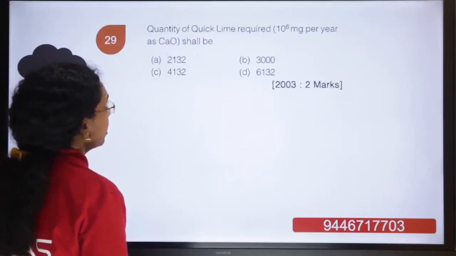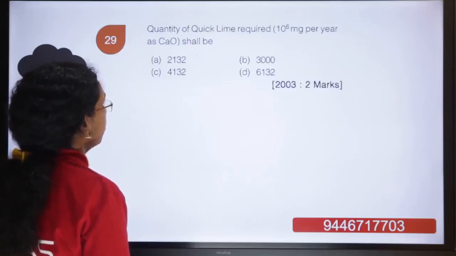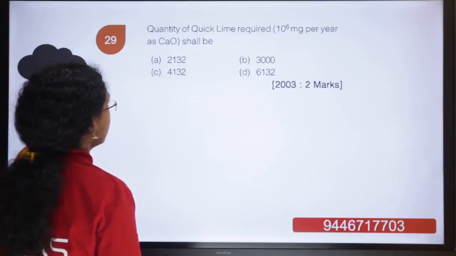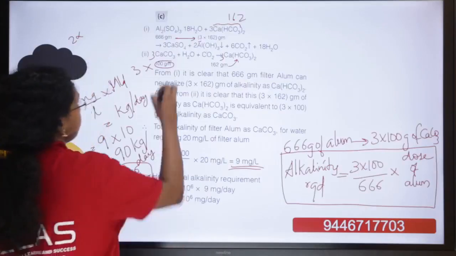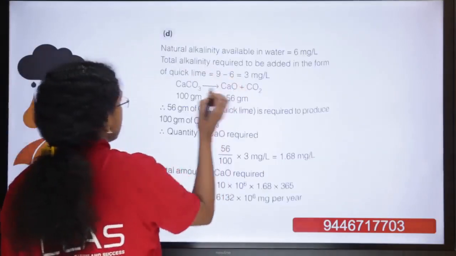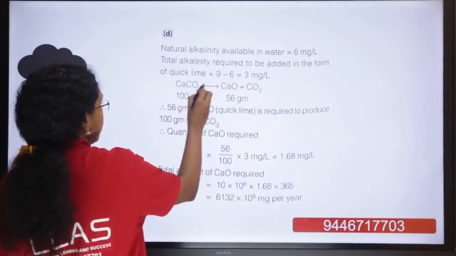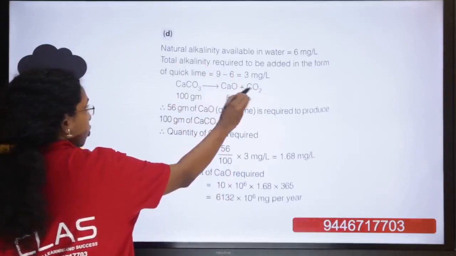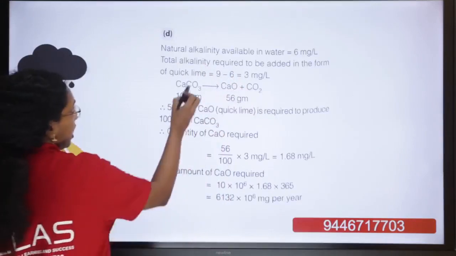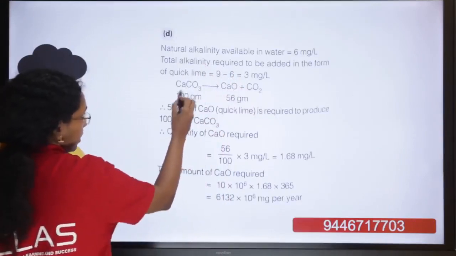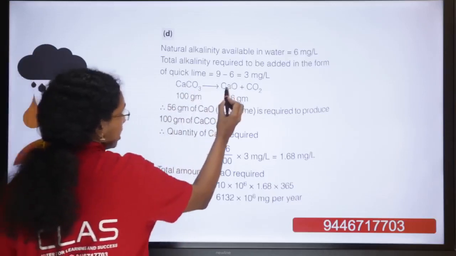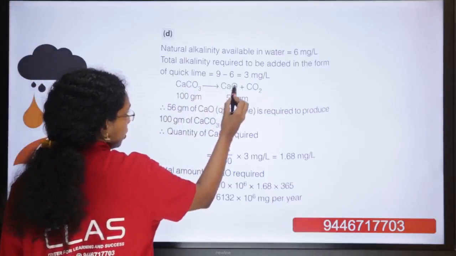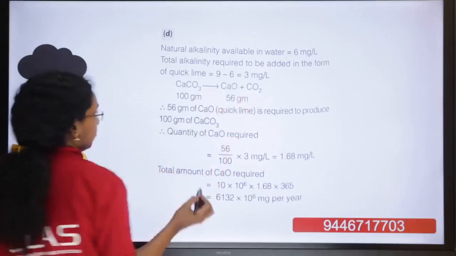Now similarly, they are asking us to find the quantity of quicklime required, again in 10 raised to 6 milligram per year as CaO. So in order to calculate the quantity of quicklime, again we have to look at this formula. This calcium carbonate on decomposing will form calcium oxide plus carbon dioxide. Now calculating the molecular weight of CaCO3, we get it as 100, and that of CaO is calcium 40, oxygen 16, so total CaO or the quicklime is 56.